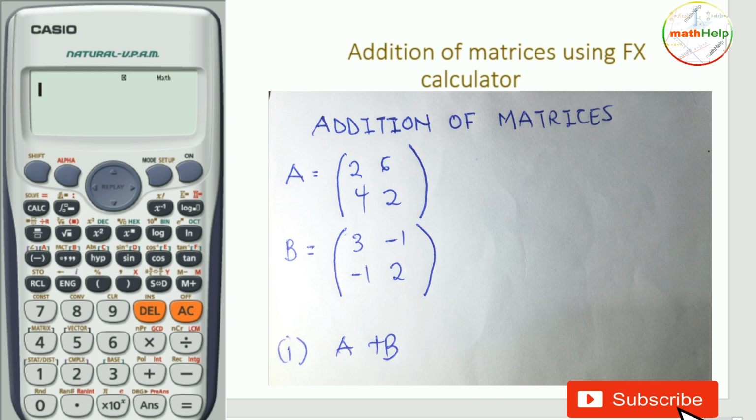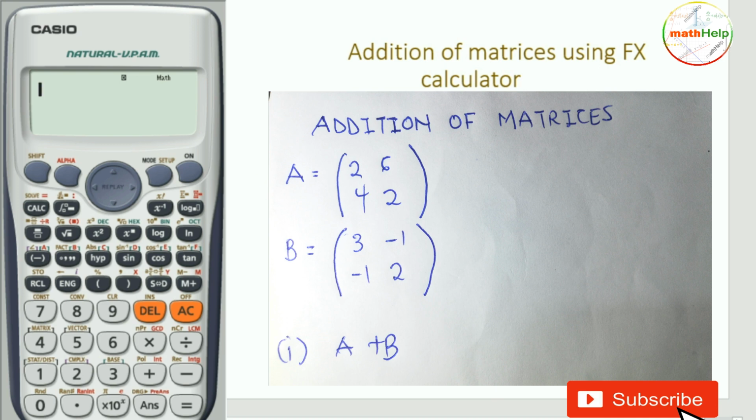From the question, we have a set of matrices: matrix A and matrix B. Matrix A is 2, 6, 4, 2. Matrix B is 3, -1, -1, 2. Now we are asked to add A and B. In order for us to add A and B, we first have to input our data.